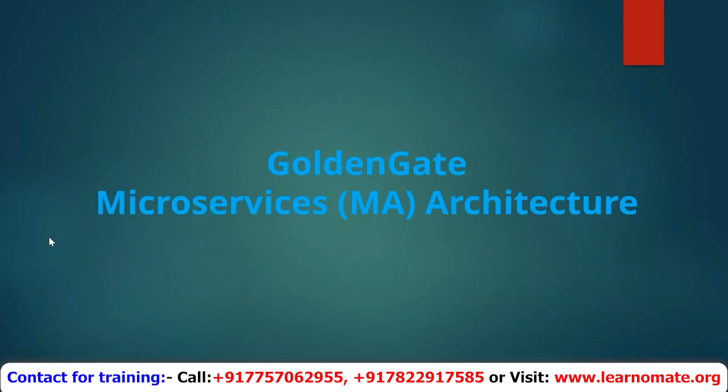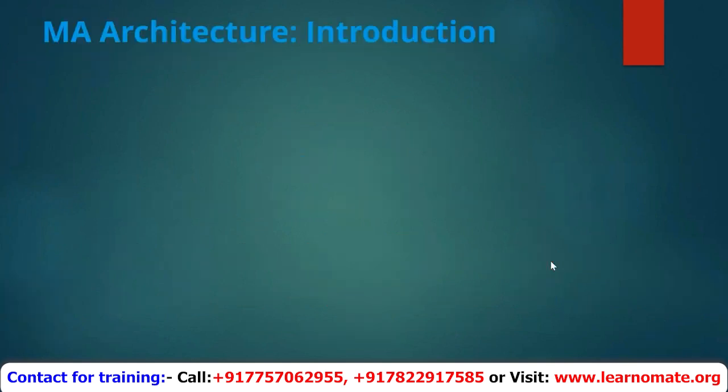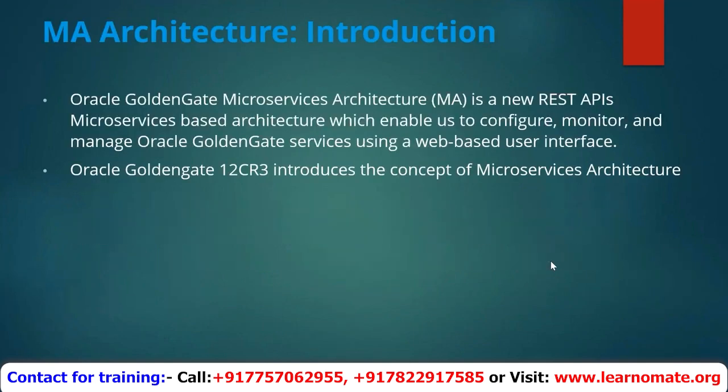Now, this is the classic architecture that I'm talking about. The classic architecture includes your manager process, capture, pump, and replicate processes, along with the local trail and remote trail. Now, GoldenGate Microservices architecture was introduced in GoldenGate version 12.3.